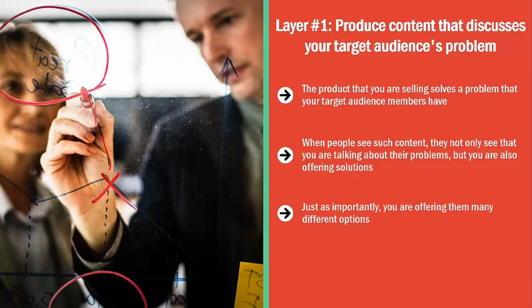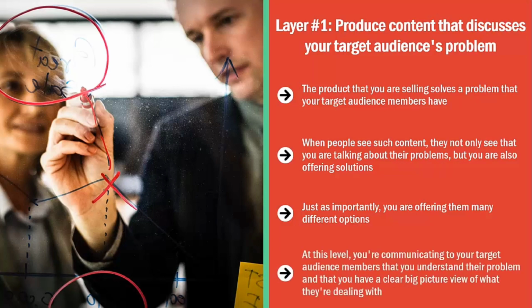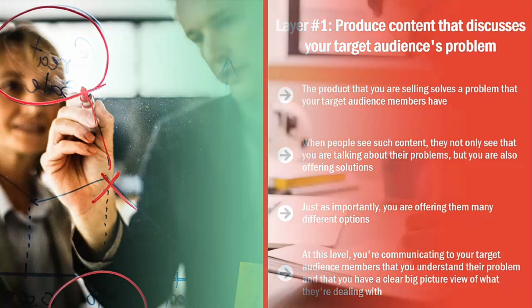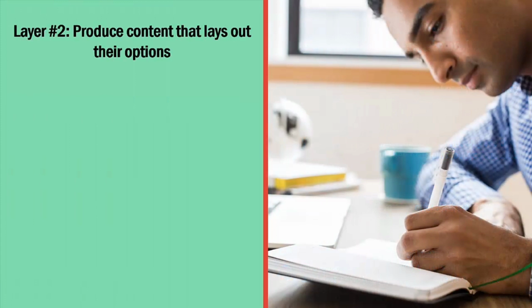Just as importantly, you are offering them many different options. And by doing so, you establish your expertise. You're not just some random person telling them to buy one product and one product alone. At this level, you're communicating to your target audience members that you understand their problem and that you have a clear, big picture view of what they're dealing with. So you explain many different issues regarding their problem. You lay it out. And the more information they get from your content, the more credible and authoritative you become in their eyes. Layer number 2, produce content that lays out their options.